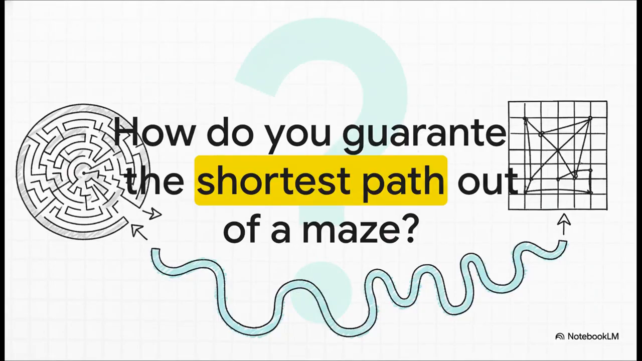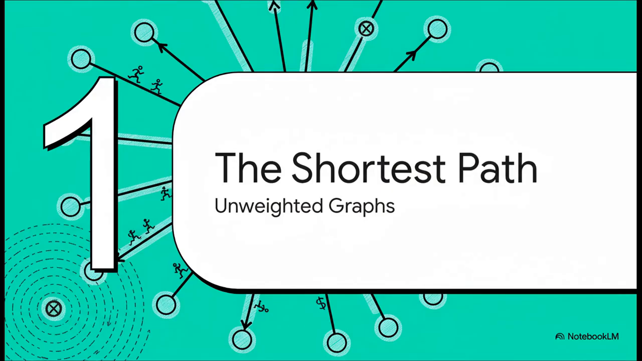But let's kick things off with a classic problem. Picture this. You're standing in the middle of a huge maze. Every single corridor is the exact same length. How can you be absolutely 100% certain that you found the fastest way out? Not just any way out, but the shortest one. Well, that right there is the exact kind of question breadth first search was designed to answer.